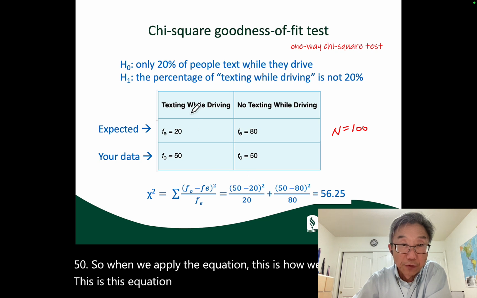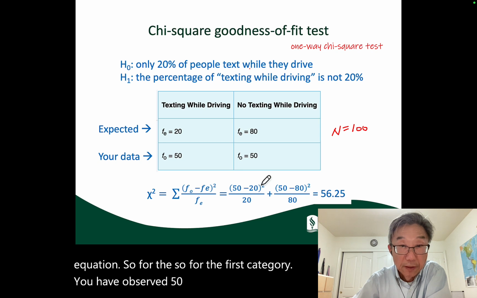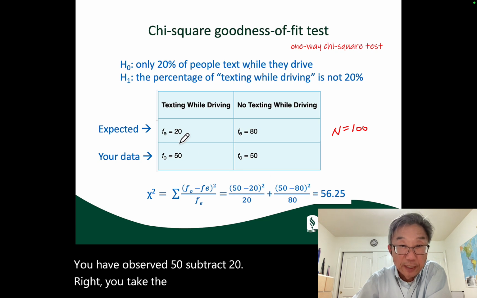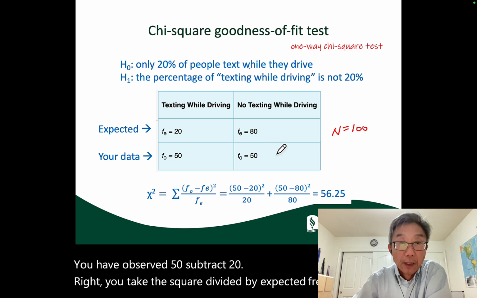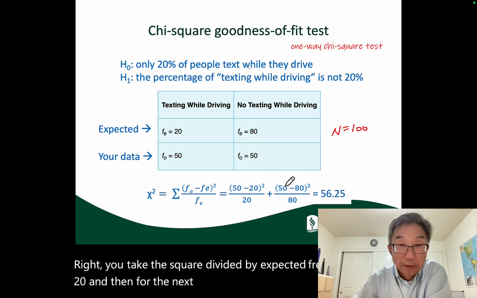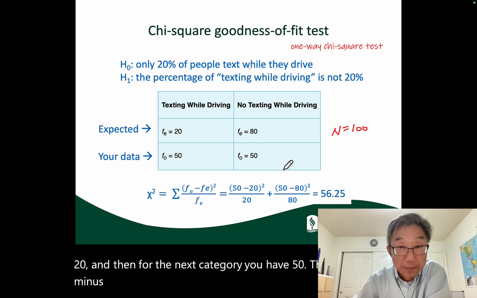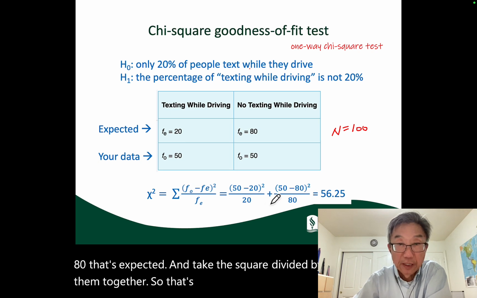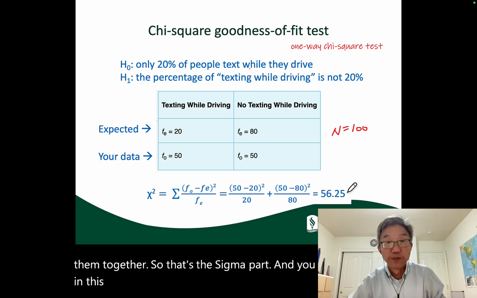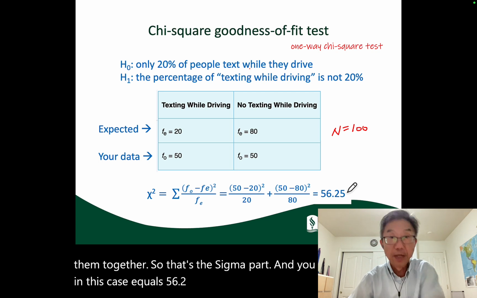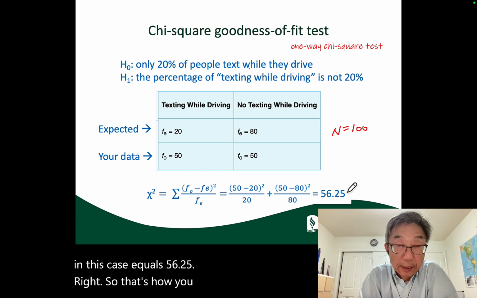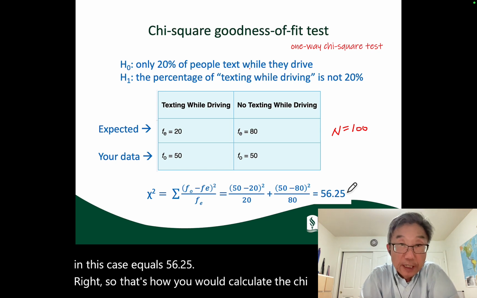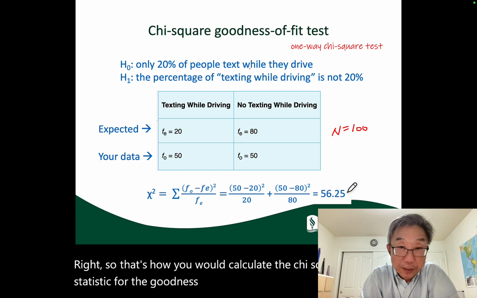So for the first category, you have observed 50 subtract 20, right? You take the square divided by expected frequency, which is 20. And then for the next category, you have 50 that's observed minus 80 that's expected, and take the square divided by 80. You add them together, so that's the sigma part, and you have chi-square in this case equals 56.25. Okay, so that's how you would calculate the chi-square test statistic for the goodness of fit test.